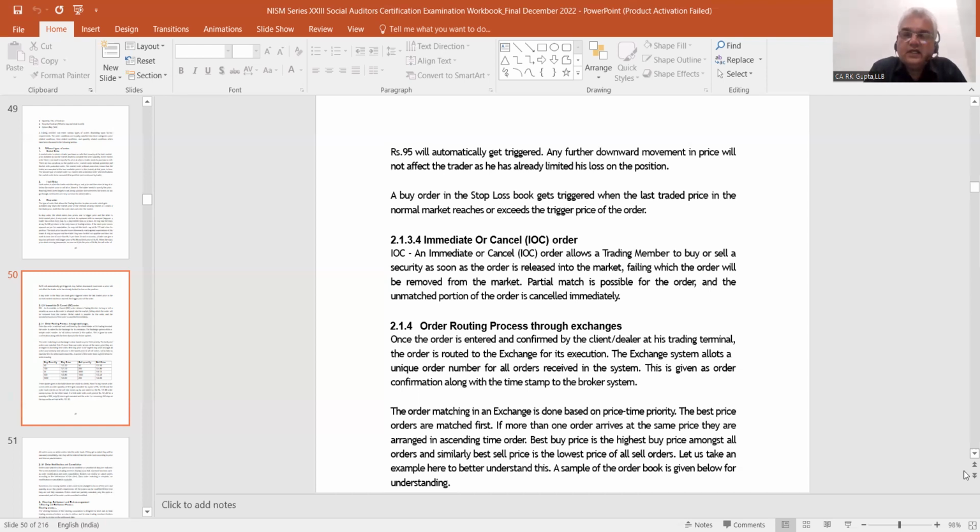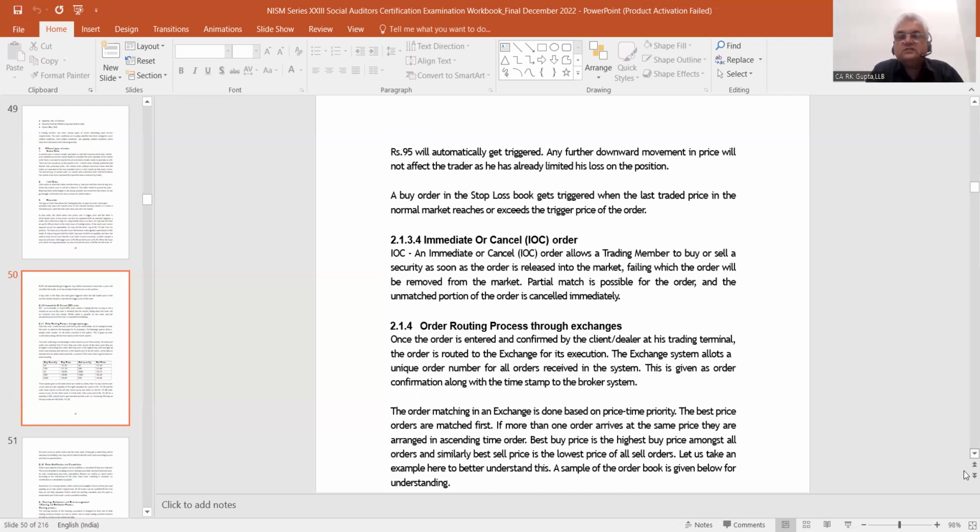Once the order is entered and confirmed by the client or dealer at his trading terminal, the order is routed to the exchange for its execution. So now we are confirmed about the quantity, and about the price at which we want to buy or sell. The next step is that the order is entered and confirmed by the client or dealer at his trading terminal, and routed to the exchange for its execution. The exchange system allows a unique order number because it has to be identified also. The exchange system allocates a unique order number for all orders received in the system, and this is given as order confirmation along with a timestamp to the broker system.